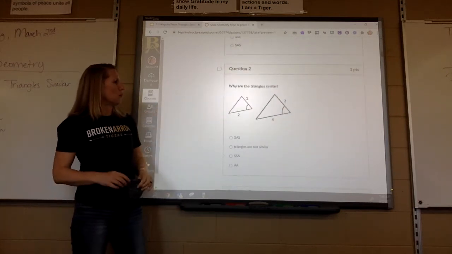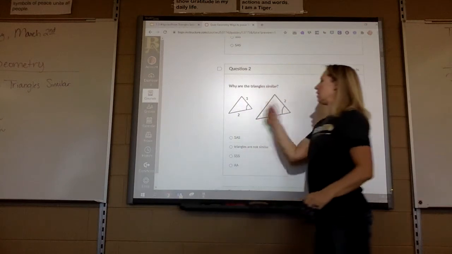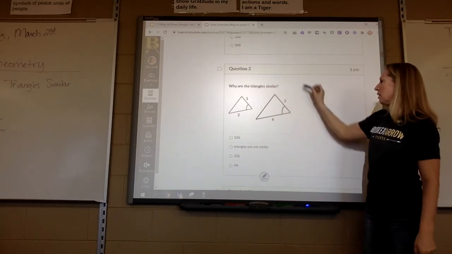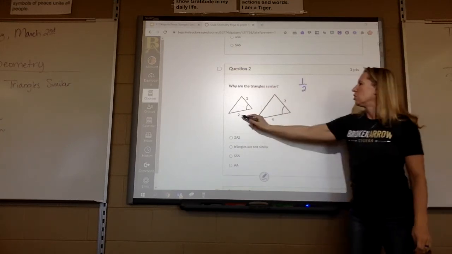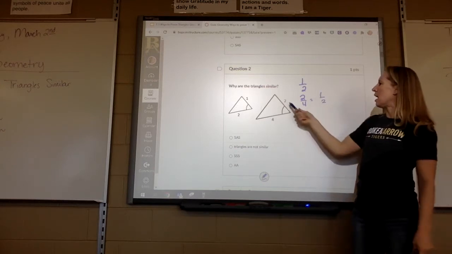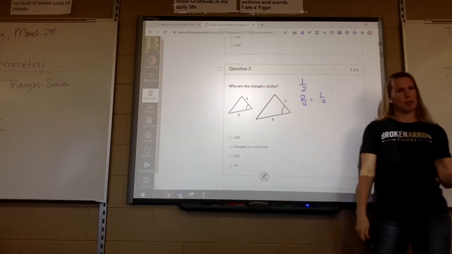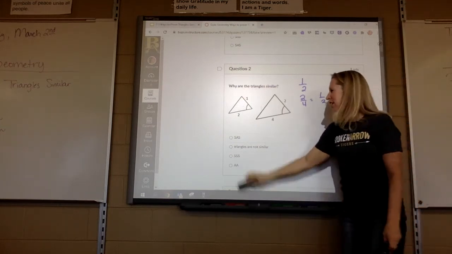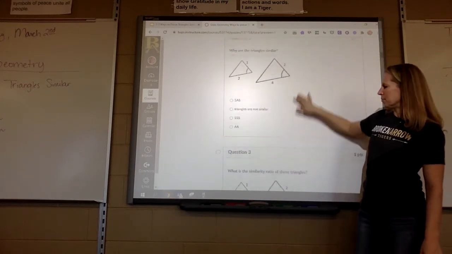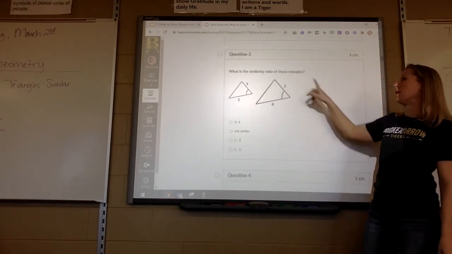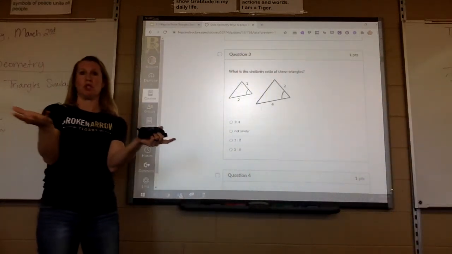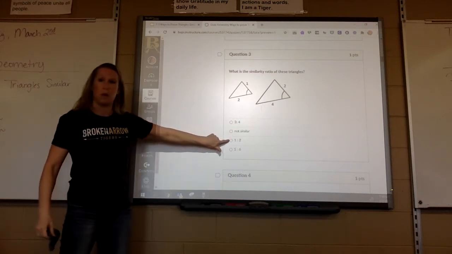On this one, we would want to make sure that the corresponding sides reduce to the same thing. So 1 and 2, that doesn't reduce, we just leave it. 2 and 4, does that reduce to 1/2? Yeah. So we've got a side, an angle, and a side, so why would they be similar? SAS. Number 3 is the same problem, but I want to know the similarity ratio. What would the ratio be? What did they both reduce to? 1/2, so 1 to 2.